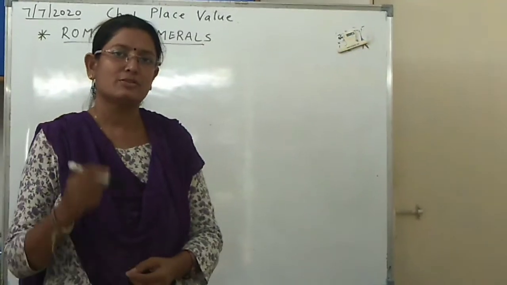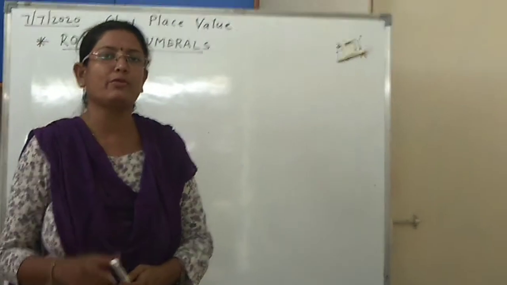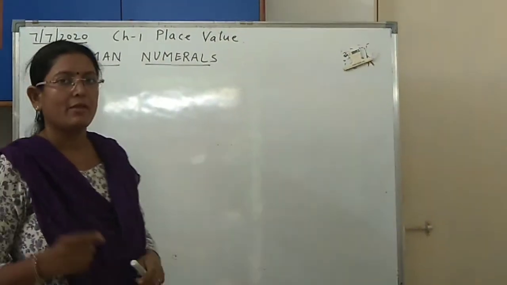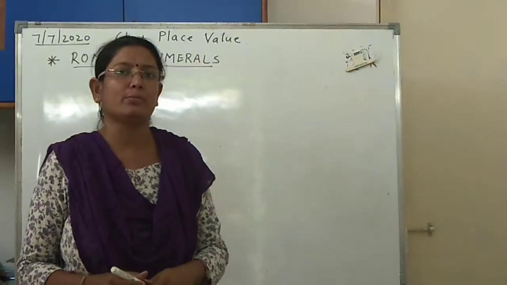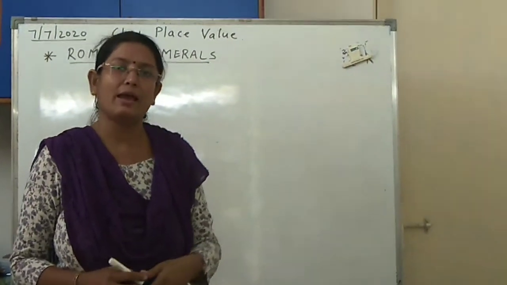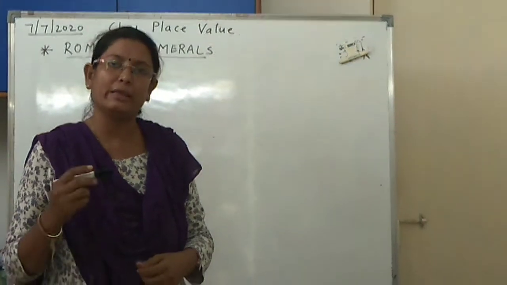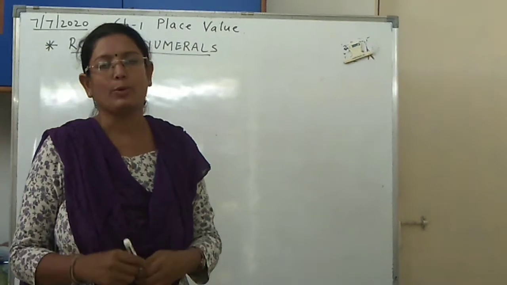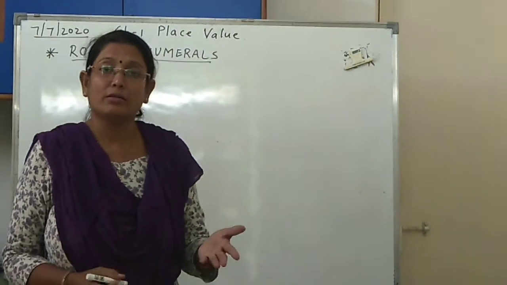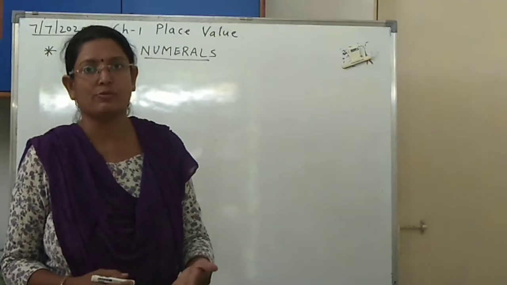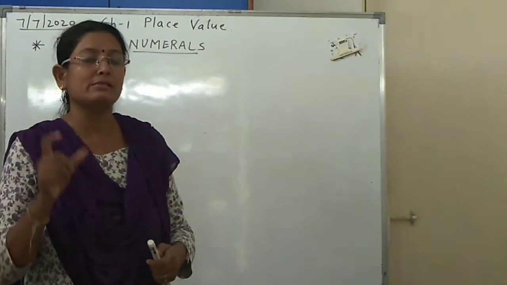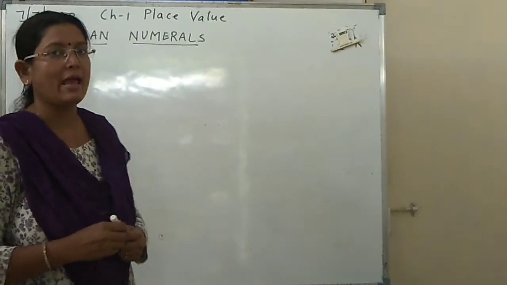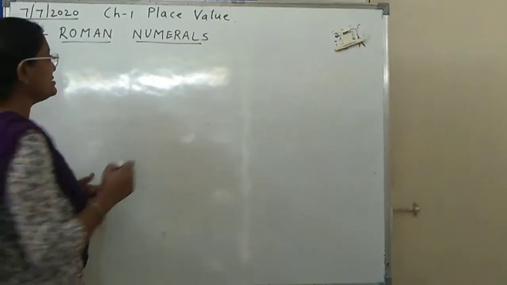Good morning, students. Today we will start with the new topic of chapter 1, place value, that is Roman numerals. We use Hindu-Arabic numbers for counting things, and the ancient Romans used Roman numbers for counting. What type of numbers did they use? In Roman numbers they use alphabets. They use only 7 alphabets, and with the help of them they make all the numbers.